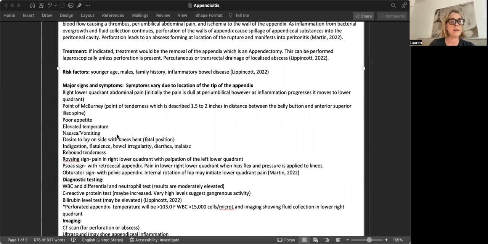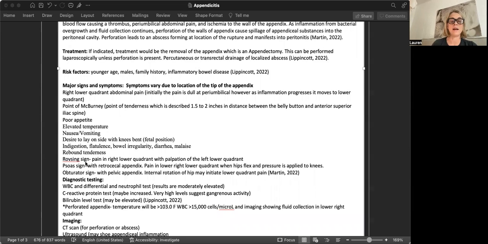Poor appetite, elevated temperature, nausea, vomiting, and a desire to lie on one side with the knees bent in fetal position. This helps relieve pain for individuals with appendicitis. I'll just go over a couple more. Rebound tenderness. I want to mention there are 3 signs listed below. I hope I pronounce these correctly.